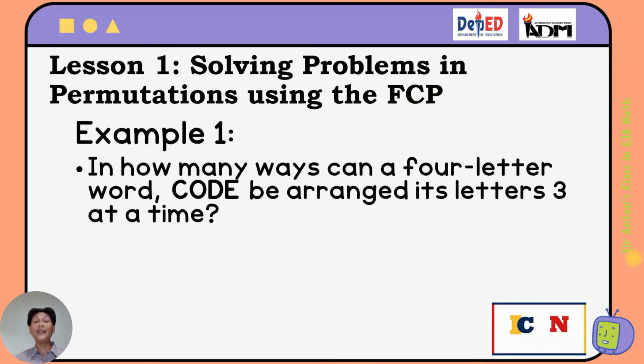Example 1. In how many ways can the four-letter word CODE be arranged its letters 3 at a time? For example, C, O, and D. That's one arrangement. So, let's take a look at the word CODE. There are 4 letters. And if we're going to pick our first letter, it will be from 4 letters. Yes, we have 4 choices for the first pick.